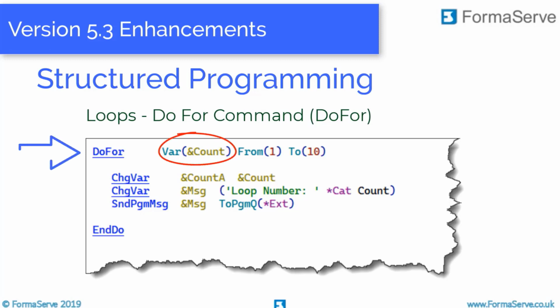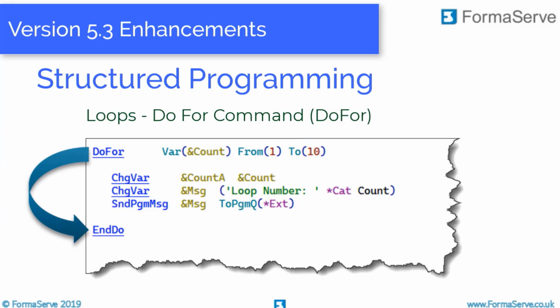The first parameter is the variable used to control the loop. This variable must be an integer type. The second parameter, the from value, specifies the initial value of the CL variable used to control the loop. And the third and final parameter specifies the final value to compare to the control variable. The loop control CL variable will be compared to this final value before processing the group of CL commands between the do for and the corresponding end do statements.